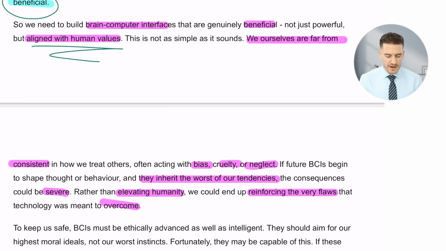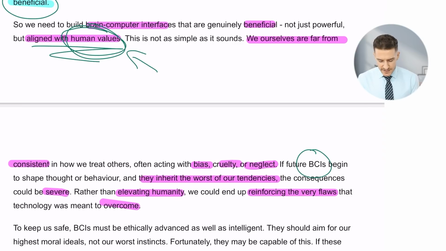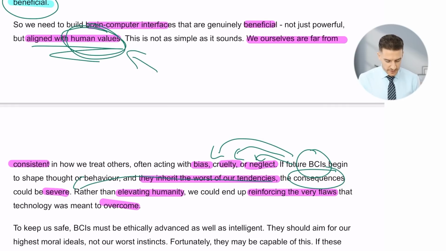So it looks like this paragraph is talking mainly about choosing the correct values here, because it's saying that sometimes we're not very nice as humans. Sometimes we don't do very nice things. And if these BCIs get some of our bad characteristics, well, the consequences could be very severe. There could be big problems.